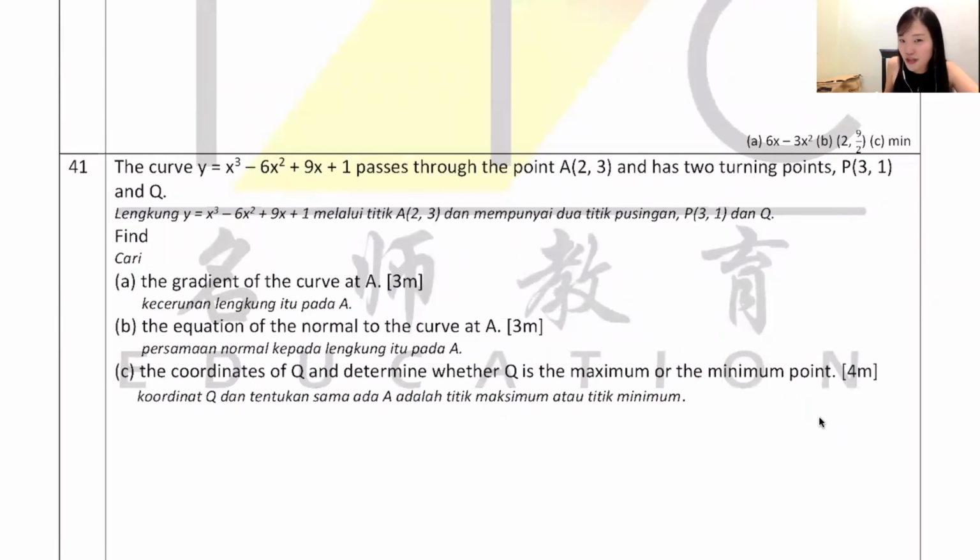The curve, this one, passes through a point A, (2, 3), and has two turning points P and Q. Wow, this curve has a lot of stuff. Okay, my dear, I'll draw for you guys.